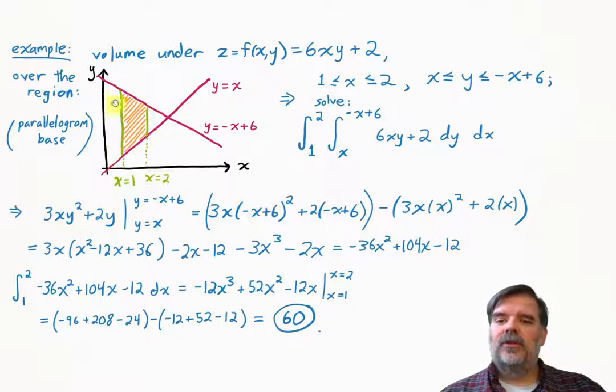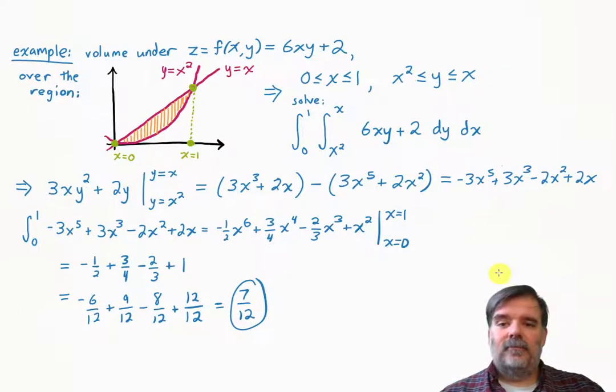So you can do all sorts of different shapes. Here's an example of a base where the boundaries are not all lines. In this case, one of the boundaries is a curve. We're looking for the volume underneath the same function, but lying over a different region in the xy plane. Specifically, I'm interested in this region from x equals 0 to x equals 1 between the curves y equals x and y equals x squared.